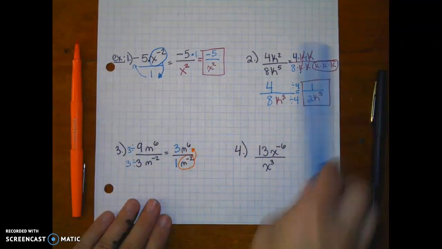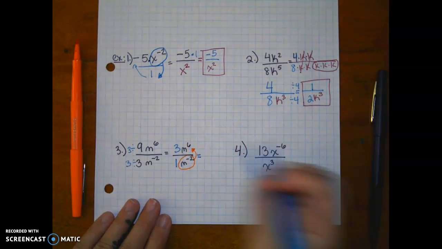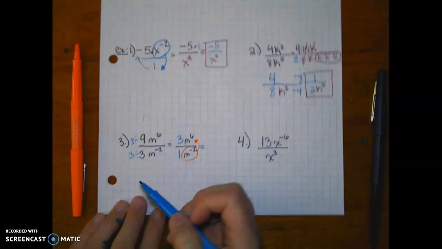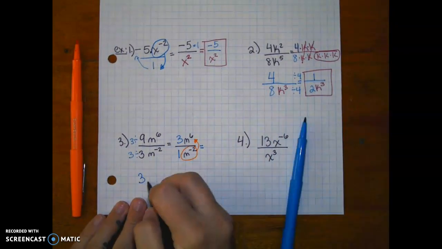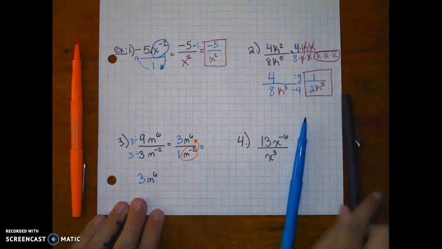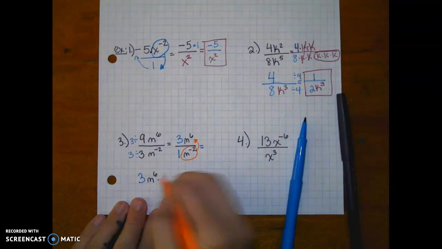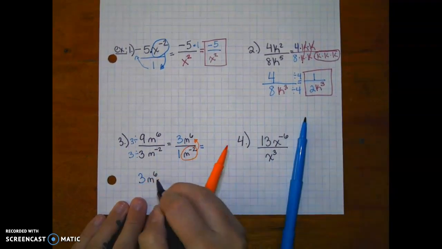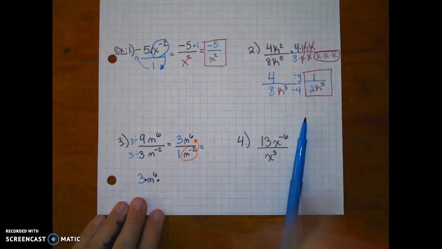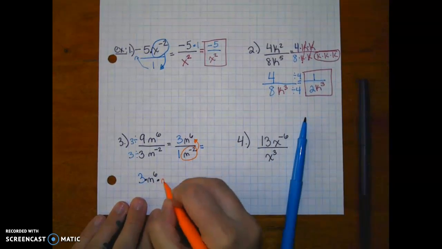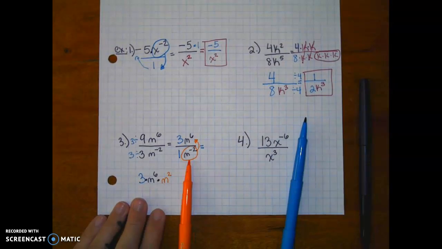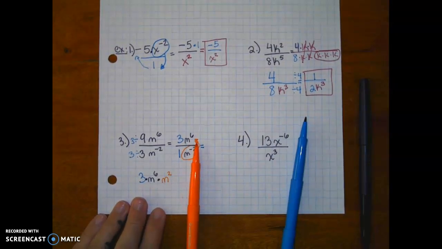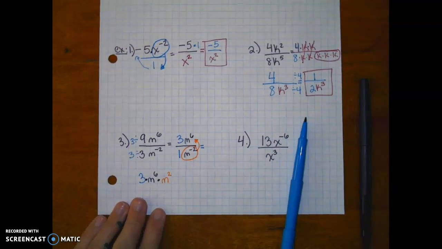Okay, so now I have, I'll move it down here for you. I have 3m to the power of 6 times, because these are all multiplication, right? They're all touching, it means multiplication. M to the power of positive 2. The reason it's positive is because I moved it up. Therefore, it cancels out the negative, and boom, we get a positive.